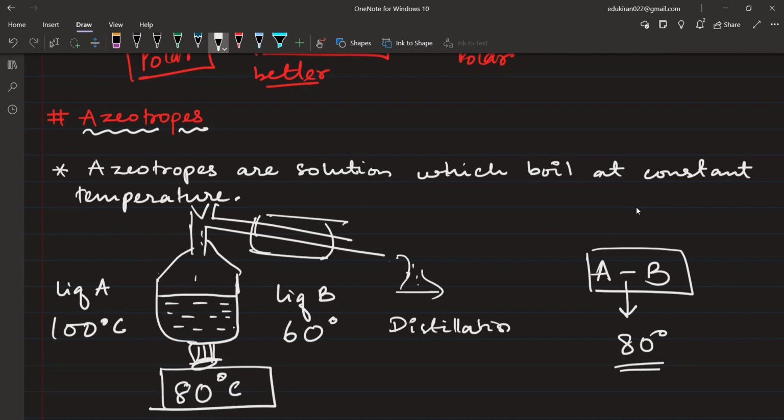Initially when it was not an azeotrope, जब azeotrope नहीं होता तो एक बार 60 degree में boil होता, and then it would have boiled at 100 degree Celsius, two different temperatures. But now for an azeotrope, when we have a mixture that is azeotrope, it will boil at a constant temperature, that is only one temperature, दो अलग temperature पे boil नहीं करेगा. Okay, so this is azeotropes.